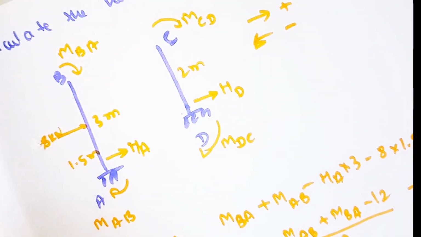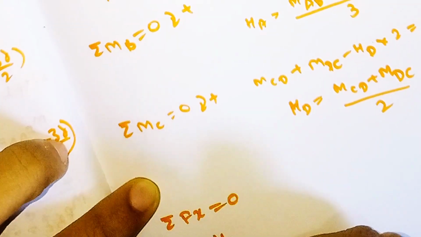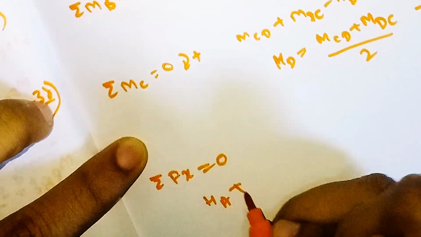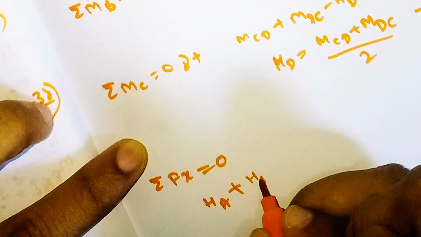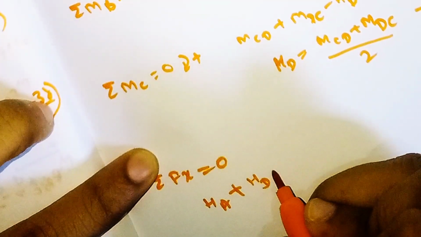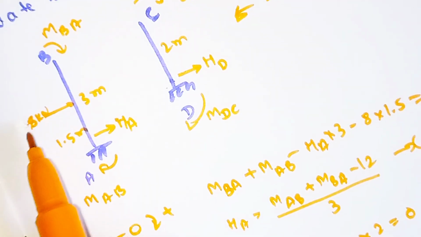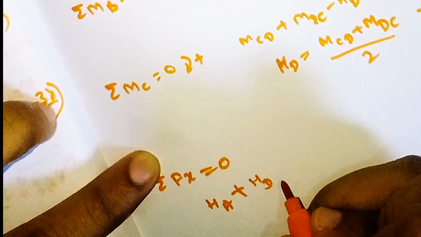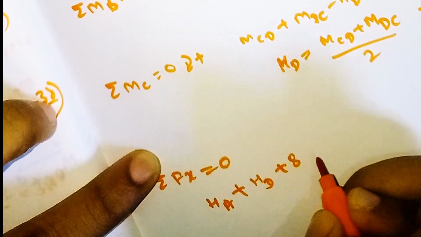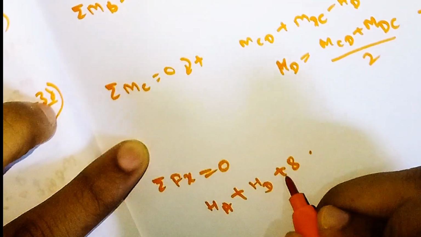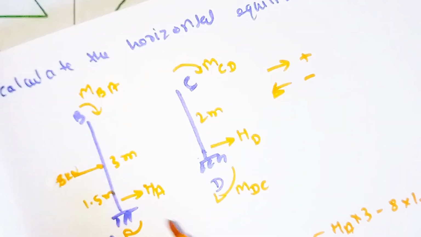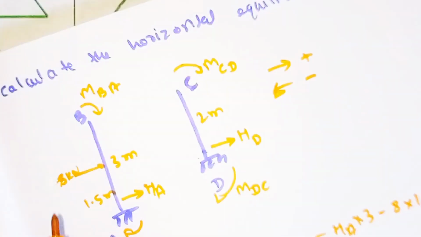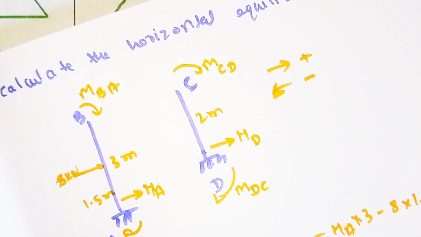Here HA is horizontal, so we take HA plus HD, which is also horizontal. We need to add only horizontal forces. One more point load is acting horizontally, that is 8 kilonewton, so HA plus HD plus 8 is equal to 0. Is there any other horizontal reaction? No, only HA, HD, and the point load acting horizontally.